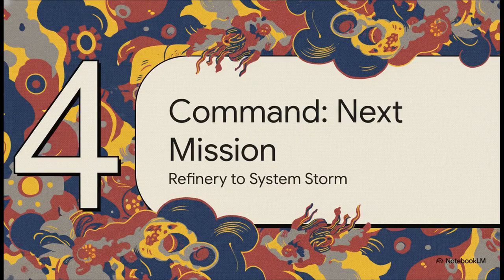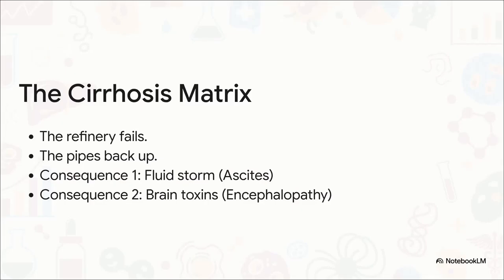Excellent work. You've mastered reading the initial damage reports from the refinery floor. But what happens when the damage is so bad that the entire system doesn't just sputter, it starts to fail completely? Well, that's our next mission, confronting the systemic storm we call cirrhosis. See, understanding the enzymes is step one. But when the refinery truly fails, the pipes back up system-wide. And this leads to catastrophic consequences. You get a storm of fluid building up in the abdomen. That's ascites. You get a flood of toxins that bypass the liver and go straight to the brain, causing encephalopathy.